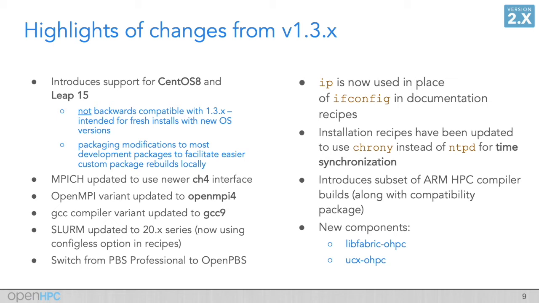Other highlights are we've updated our MVAPICH build, which is an MPI software, to use a newer CH4 interface. We've made a number of software updates. So for OpenMPI, we're now building against the OpenMPI 4 series. With the GCC compiler, we're at GCC 9. We've updated our Slurm builds to use the latest 20.x series. And we've actually updated our example installation recipes to take advantage of a new configless option that's available in Slurm.